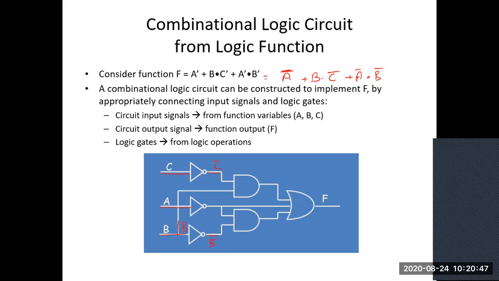Then from this dot operation, I can say that I need two AND gates: one for B C bar, one for A bar B. So this wire is basically connected here. So this is B C bar, so I'm getting output as B C bar. This is A, and here I am getting A bar. And the middle thing is B dot C bar.